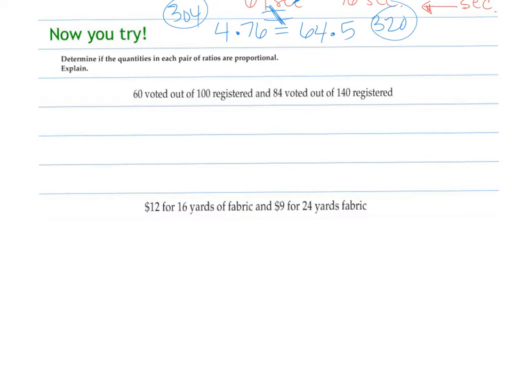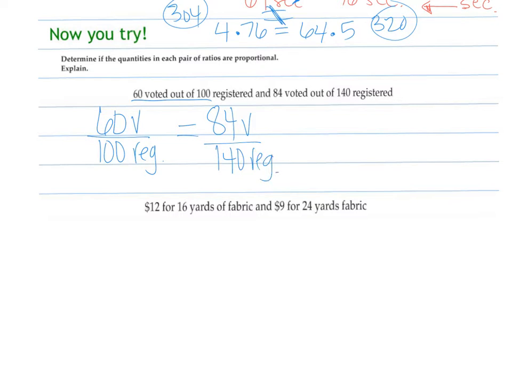60 voted out of 100 registered, and 84 voted out of 140 registered. So let's set them up as proportions. 60 voted over 100 registered. My 60 and my 100 are together in a rate. And then 84 voted over 140 registered. 84 and 140 are together, and then notice I have my voters and my registration. If I flipped it and I had registration on the top and voters on the bottom, you're still going to get the same answer as long as they match up on the top and the bottom.